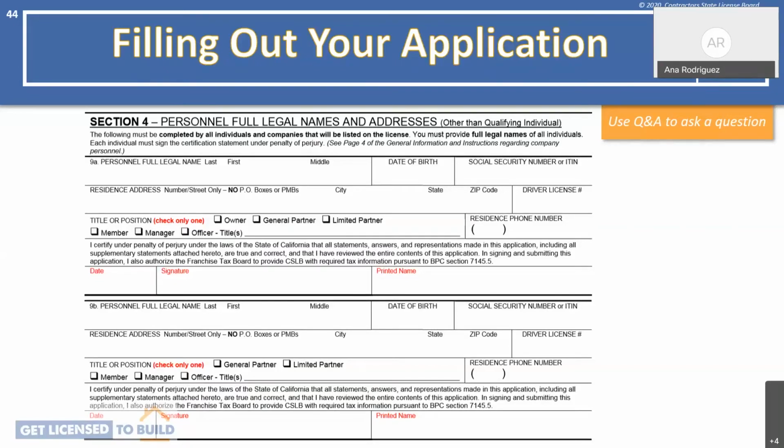For corporations and LLCs, you want to make sure that all personnel that you have listed with the Secretary of State must be listed here in this section. Again, if you need to have more than 4 people, then you can go ahead and make copies of this form here. All personnel that will be listed on the license must sign the application here in section 4.